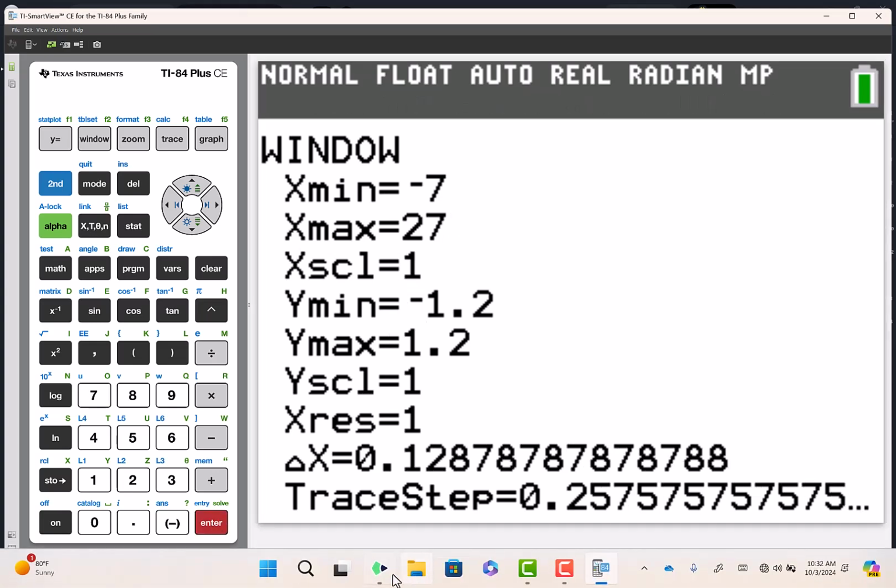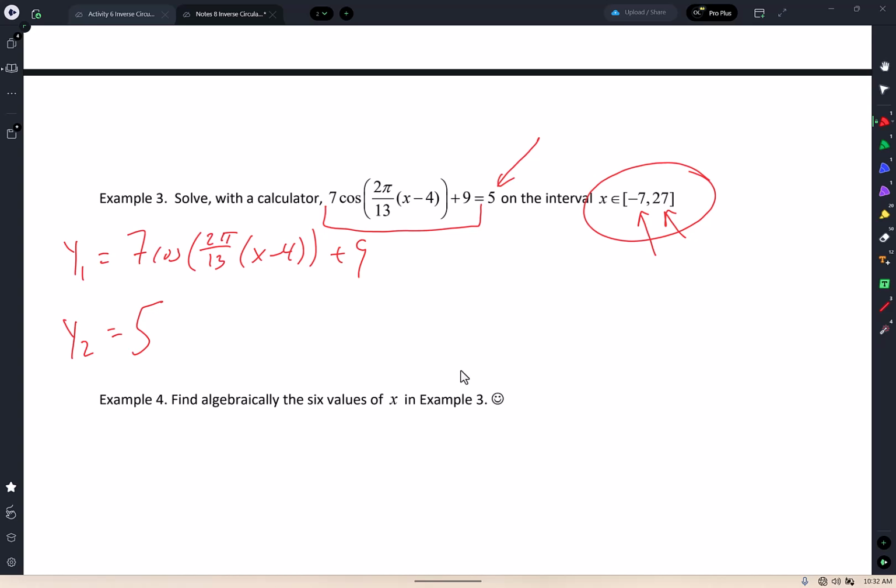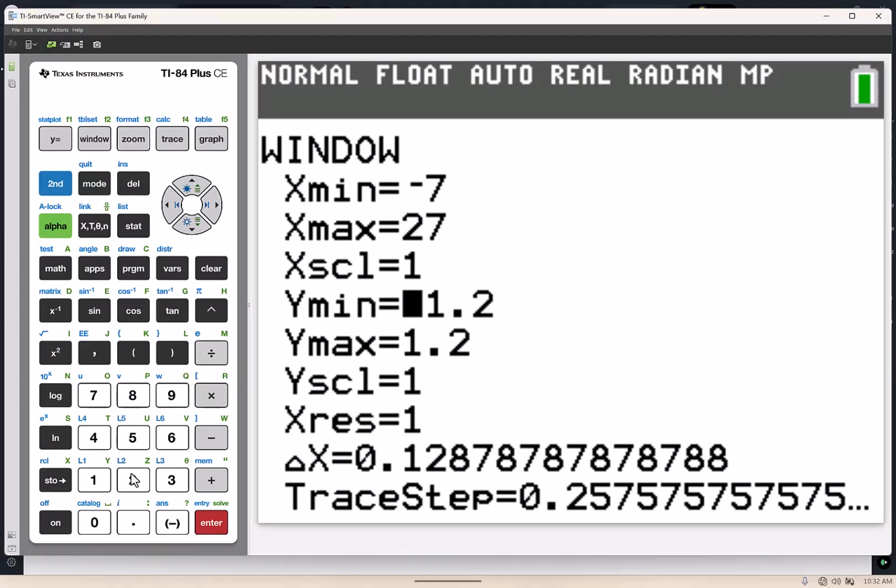Chav, how do I find the minimum though? All right. Ready? The midline of your sinusoid is 9. What is 9 minus 7? Because that's the amplitude. What is it? 2. So I'm going to go a little below that. I'm going to say like 0.